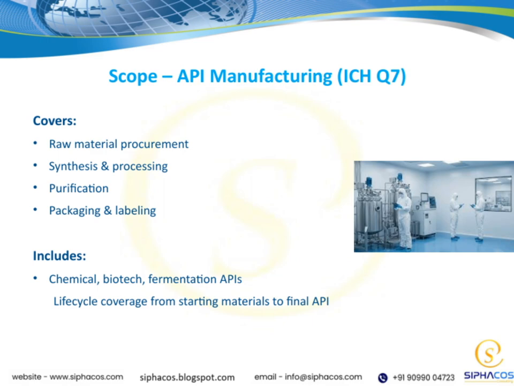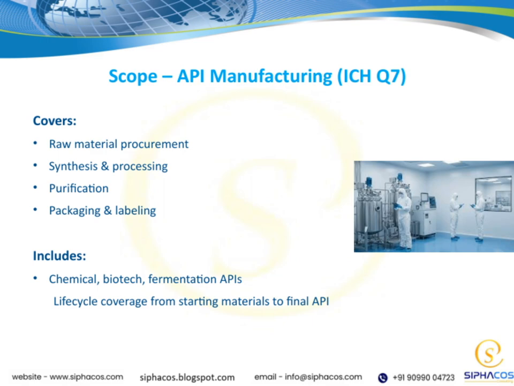Next, we move into synthesis and processing, where the raw materials are transformed into the active pharmaceutical ingredients through carefully controlled chemical or biological processes. This stage is critical for maintaining consistency and purity. Then there's purification, which involves removing any impurities to ensure the final product meets stringent quality specifications. Proper purification is vital for patient safety and regulatory compliance.